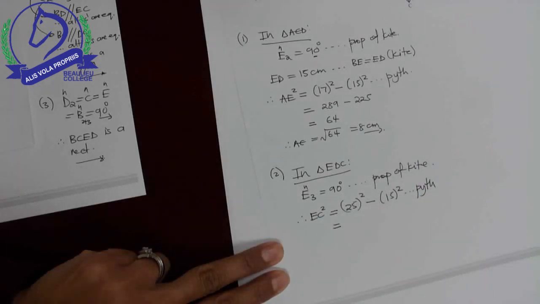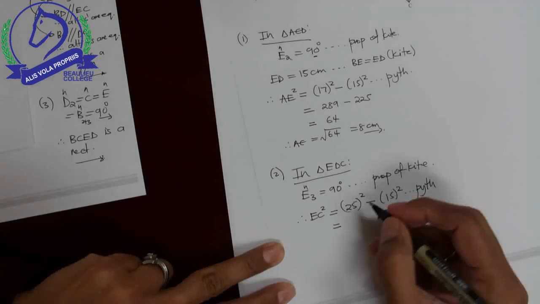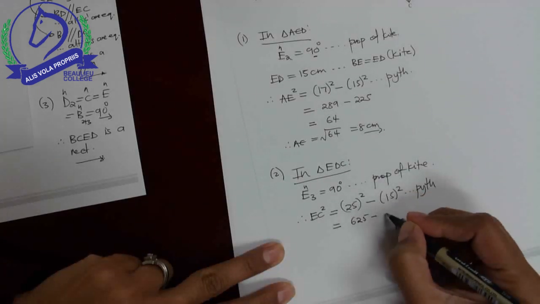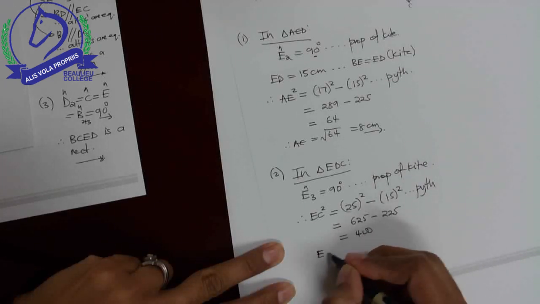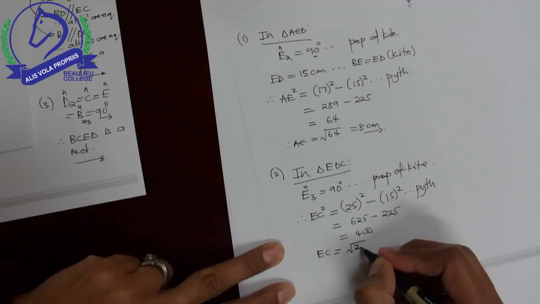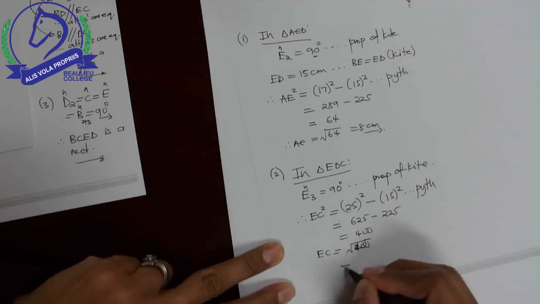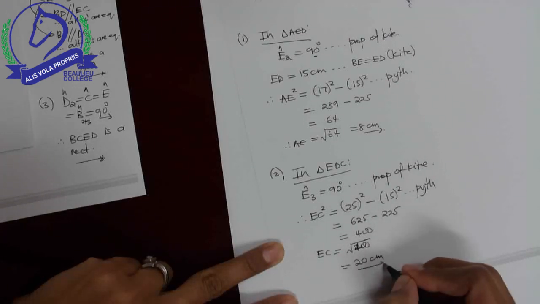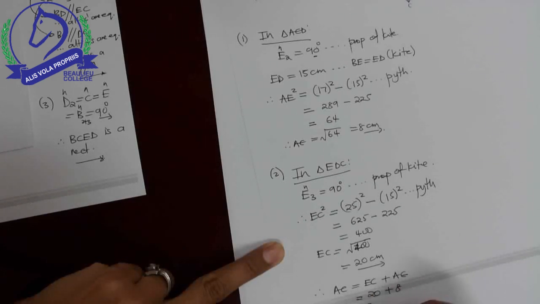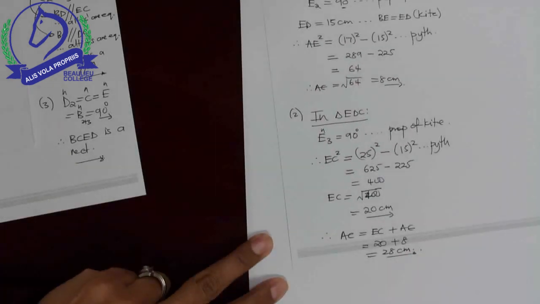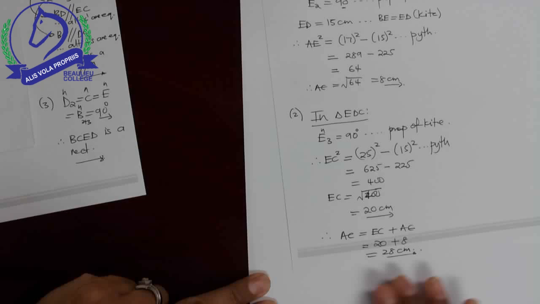And what is 25 squared? 625 minus 225 is equal to 400. So EC is equal to the square root of 400, which is 20 centimeters. Therefore, AC is equal to EC plus AE. That's 20 plus 8, which gives you 28 centimeters. Right, so a lot of Pythagoras calculation came up in this question.